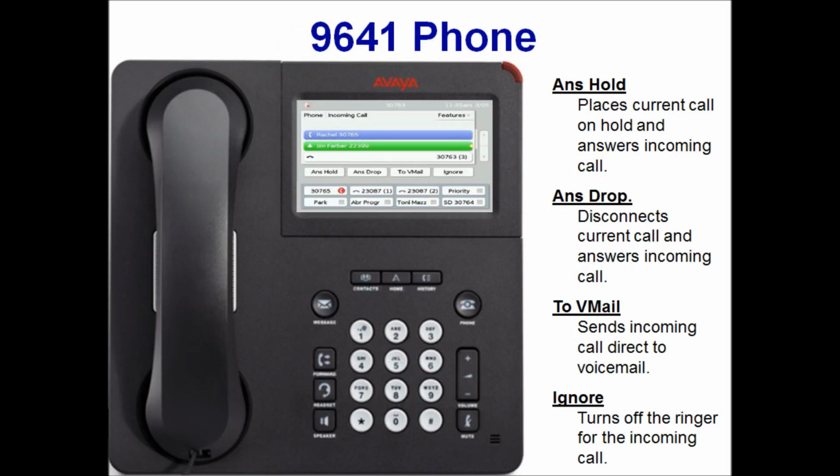Now we will review the 4 most common procedures you will perform using your 9641 set. First, answering a second call. As a call comes into your telephone, you will see a ringing bell icon as well as the caller ID for the incoming call. If you are on a call and you receive a second call, you will have the option on your display to answer the incoming call and put your current call on hold by touching Answer Hold. If you would like to disconnect from the call you are currently on and answer the incoming call, touch Answer Drop. You will also have a direct to voicemail option by touching To Voicemail, or to turn off the audible notification of an incoming call, touch Ignore.